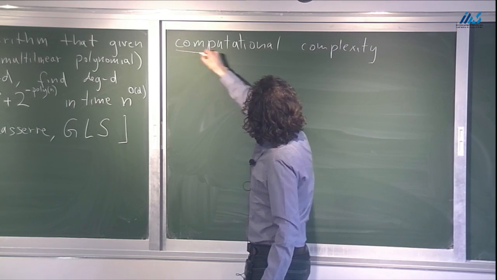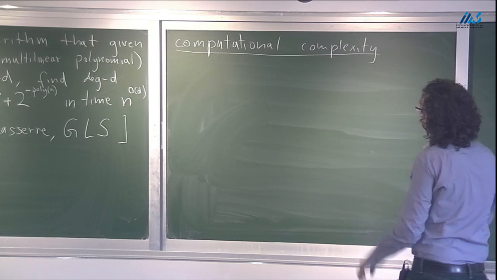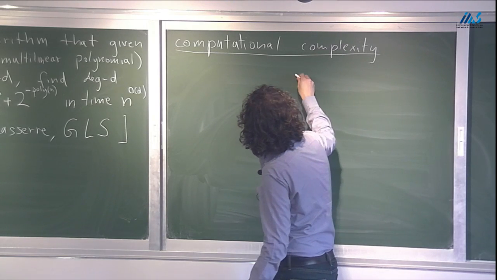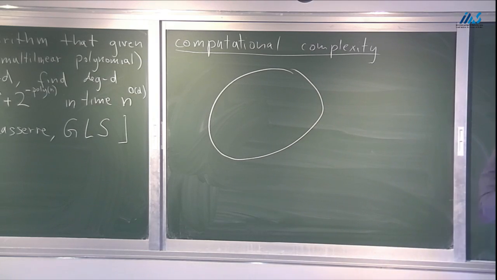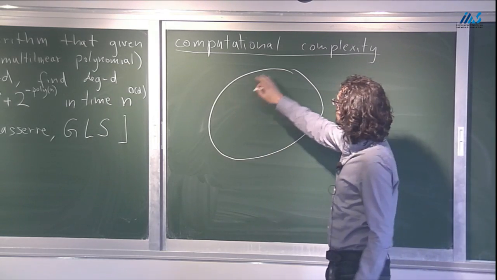Okay, so let's talk a little bit about computational complexity. The general picture I want to draw first is, if you look at the landscape of combinatorial optimization problems, these are all combinatorial.